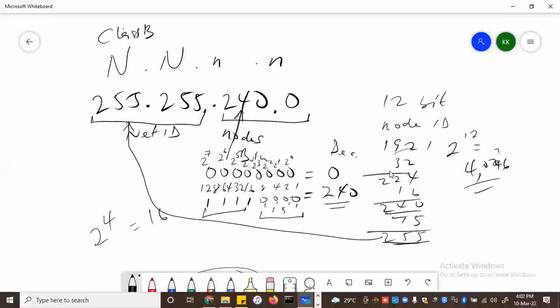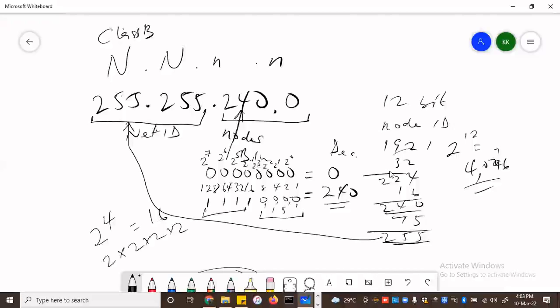16, right? It's 2 times 2, which is 4. 4 times 2 is 8. 8 times 2 is 16. Sorry, I first said 32, but that's 2 raised to the power 5. So it's 2 times 2 times 2 times 2: 2 times 2 is 4, 4 times 2 is 8, 8 times 2 is 16.